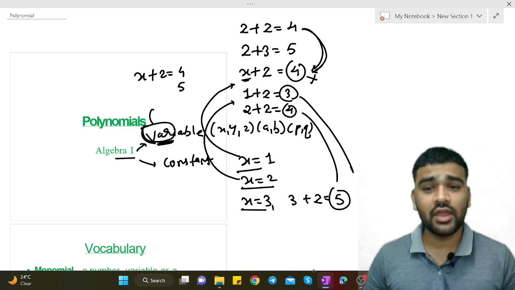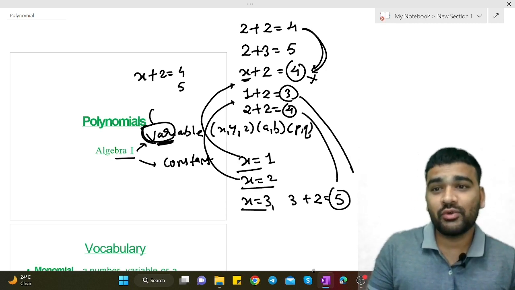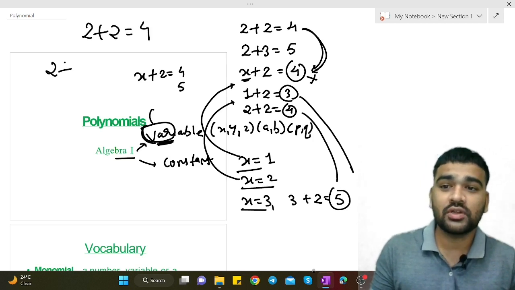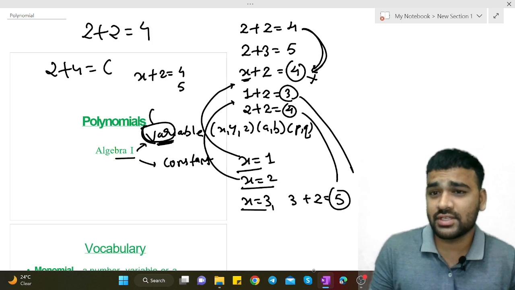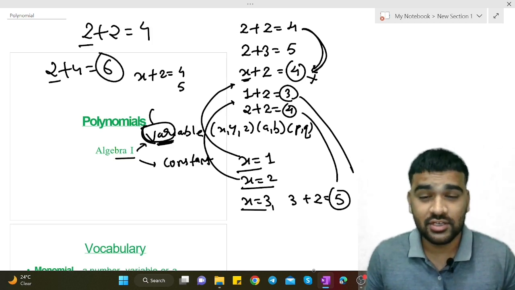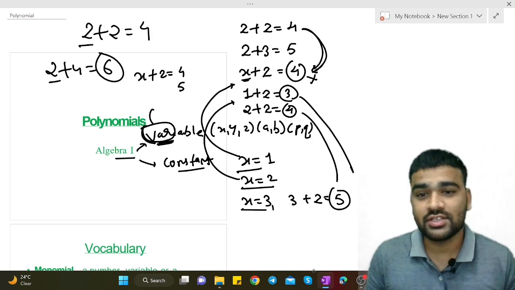Okay, and what about the constant? If you write 2 plus 2, this gives you 4, and 2 plus 4 gives you 6. That means the value of 2 is not going to change. It is fixed. This is known as a constant.